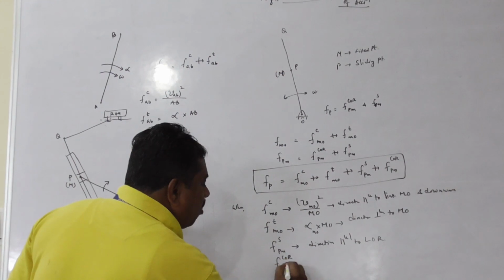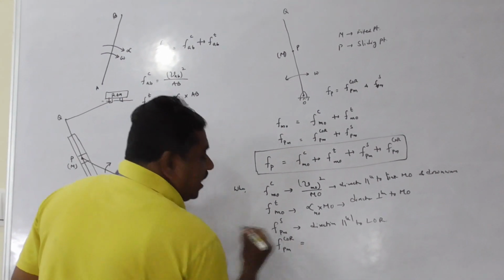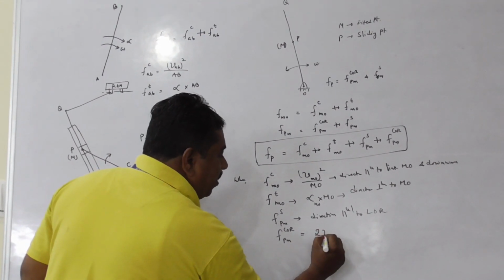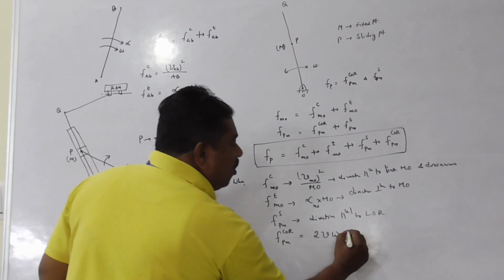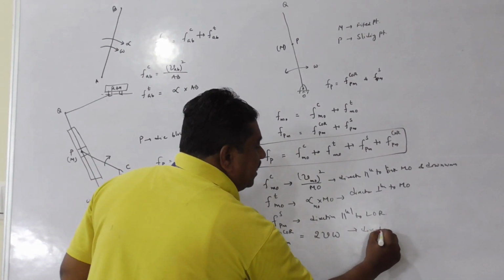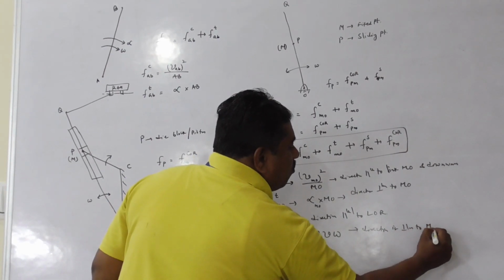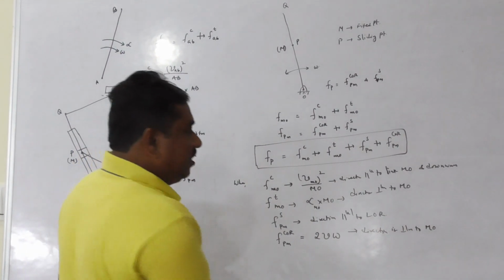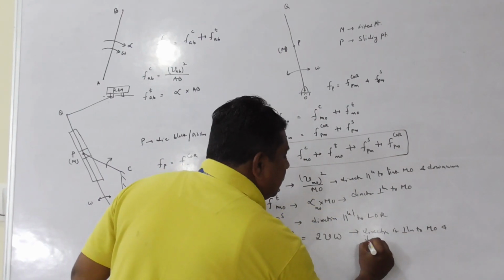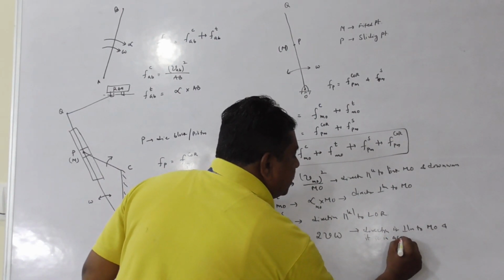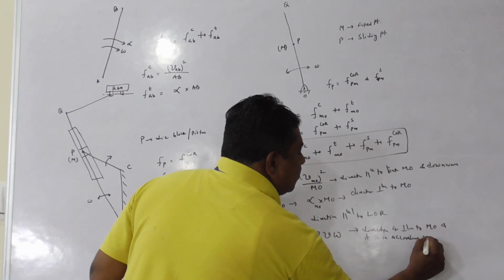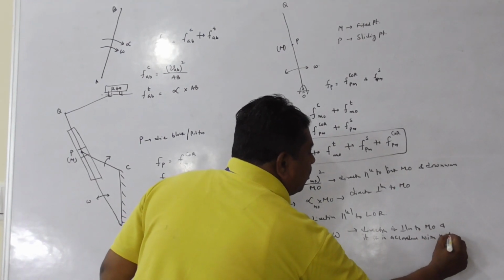Lastly, the Coriolis component of P relative to M can be determined using the formula 2V omega, whose direction is perpendicular to MO and is in accordance with the motion of the link.